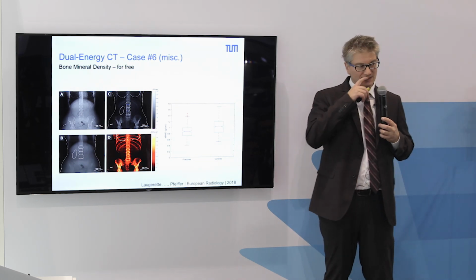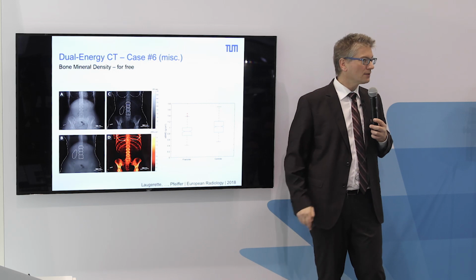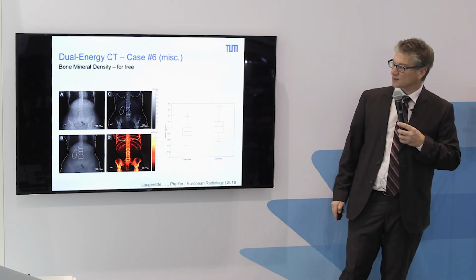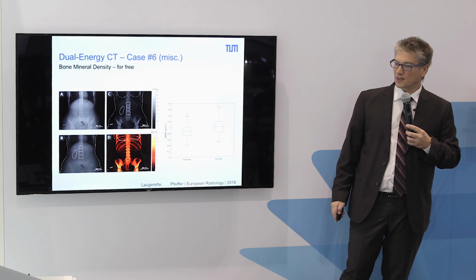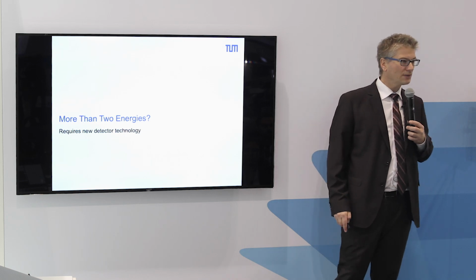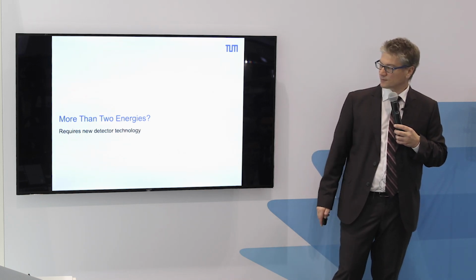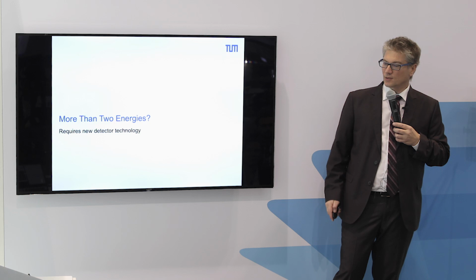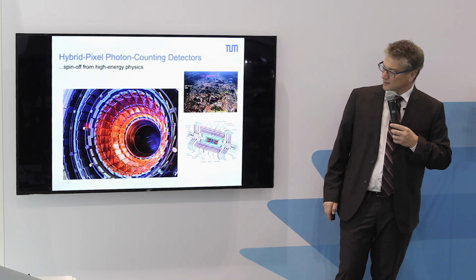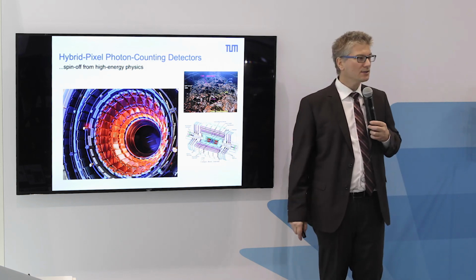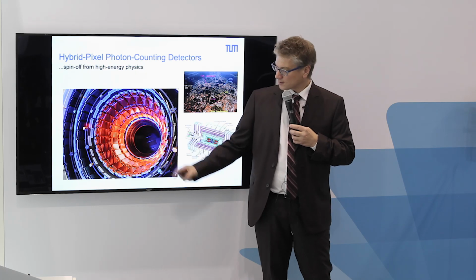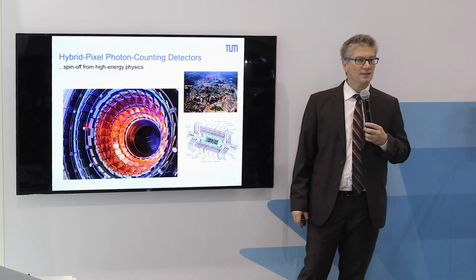Okay, these are just a few cases out of the present state-of-the-art use of spectral, meaning dual energy, clinical applications. Now, if we would have more energies, then of course we also have more possibilities. And this is where photon counting comes into play. Photon counting, just as a little startup here, is in some sense a spin-off from high energy physics. We've been using that for a long time, for example, at the inner part of the ATLAS and CMS detectors at CERN.